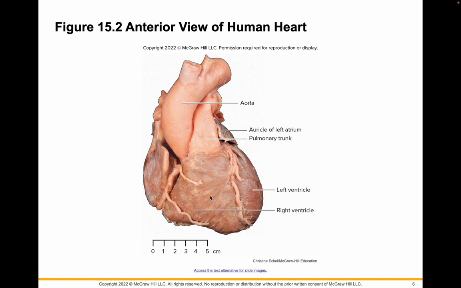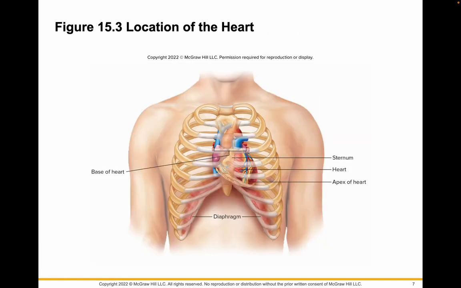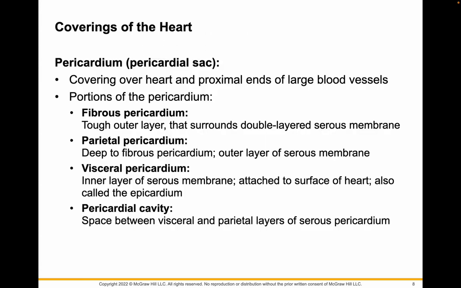This side, the right ventricle, is going to be a smaller squeeze, but it's going to get that blood into the pulmonary trunk, into the lungs. Auricles kind of look like ears to me. They allow the atria to expand. And this is the situation of the heart and where it's located.